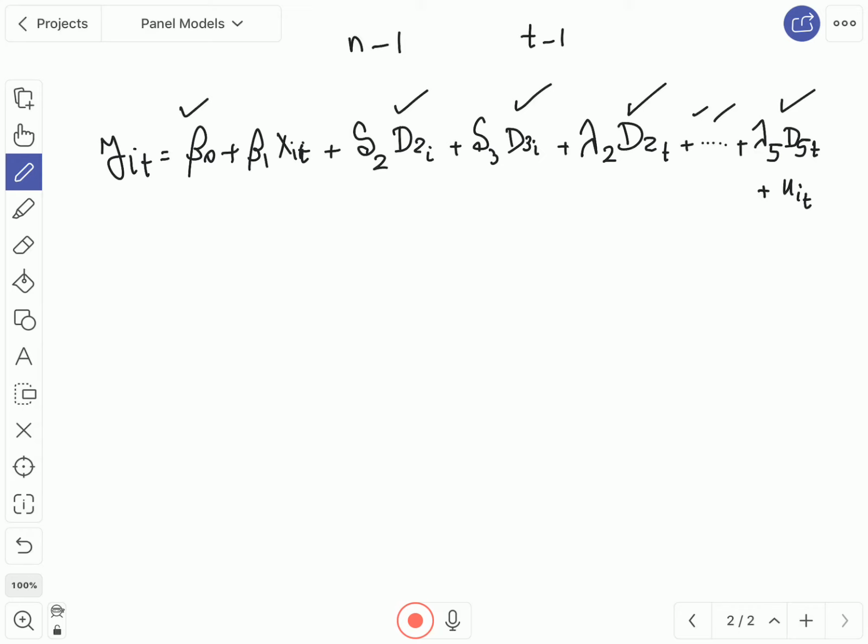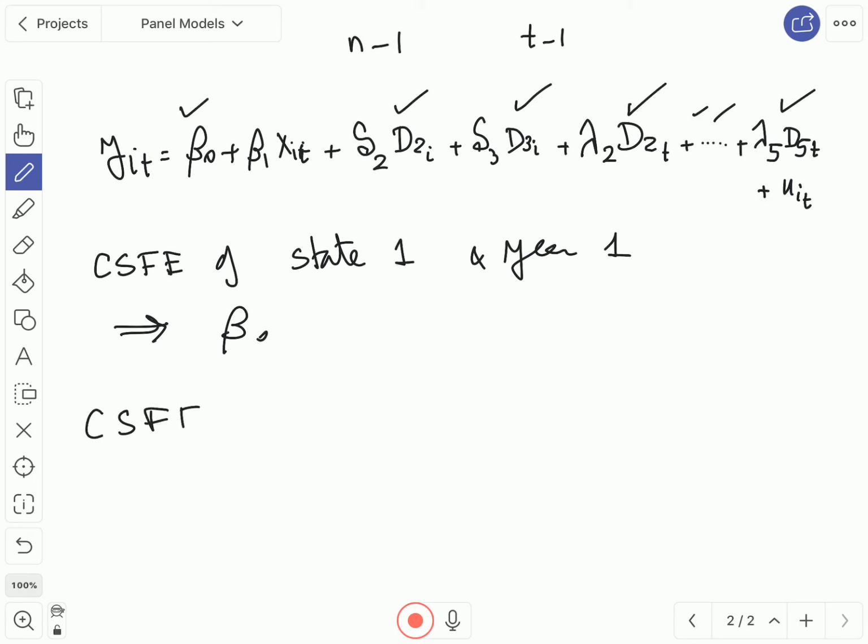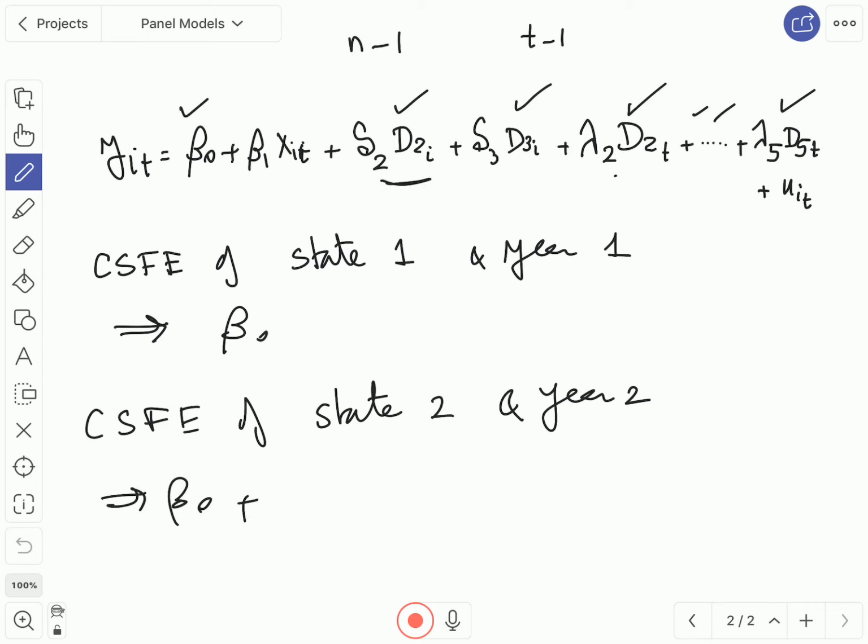So if I ask you what is the cross-section fixed effect of state 1 and year 1, then it's simply going to be beta node. If I ask you what is the cross-section fixed effect of state 2 and year 2, then it's going to be beta node plus, this is for state 2 and this is for time 2, so it's going to be delta 2 plus lambda 2, and so on. So we have different combinations depending on which state and which year we're talking about.